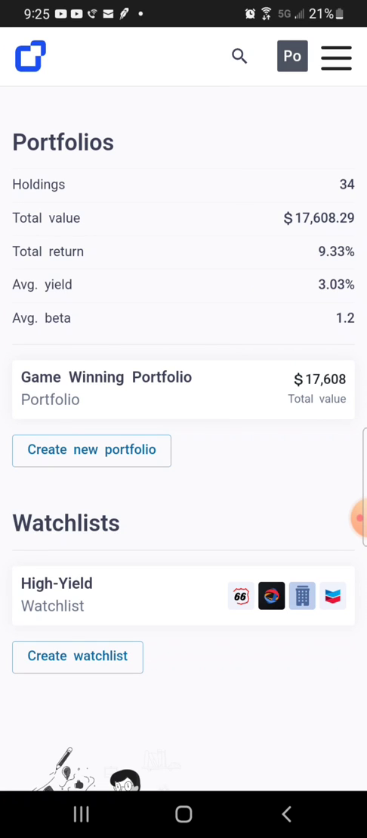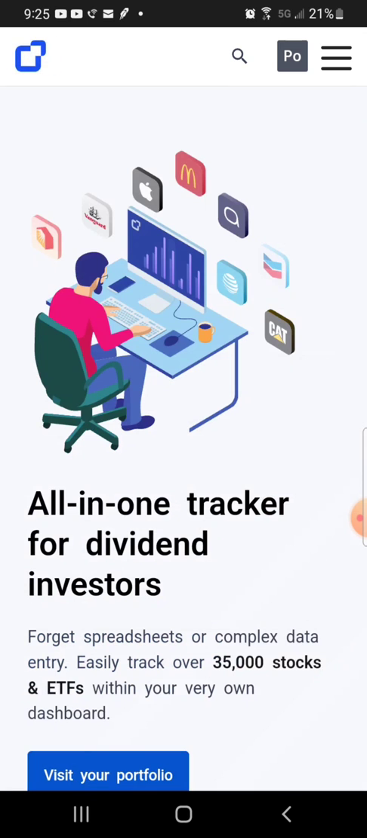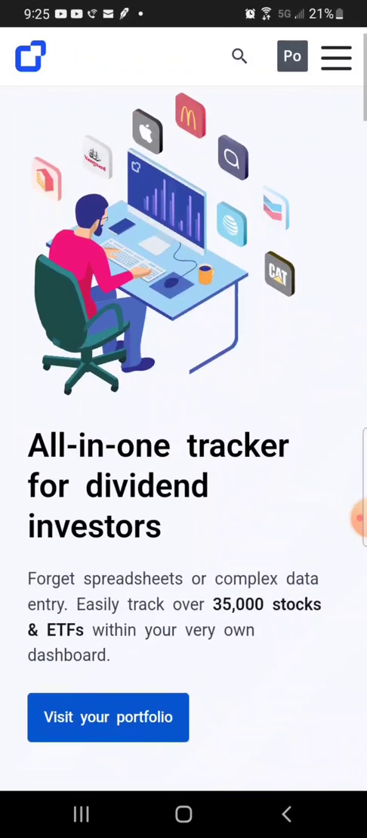If you don't know what Dividend Watch is, it's an all-in-one tracker for dividend investors. If you are into dividends, this is the perfect place for tracking your dividends. This site was created for tracking dividends, and there will be a link in the comment section and in the description. I use Dividend Watch, and you might want to check it out.